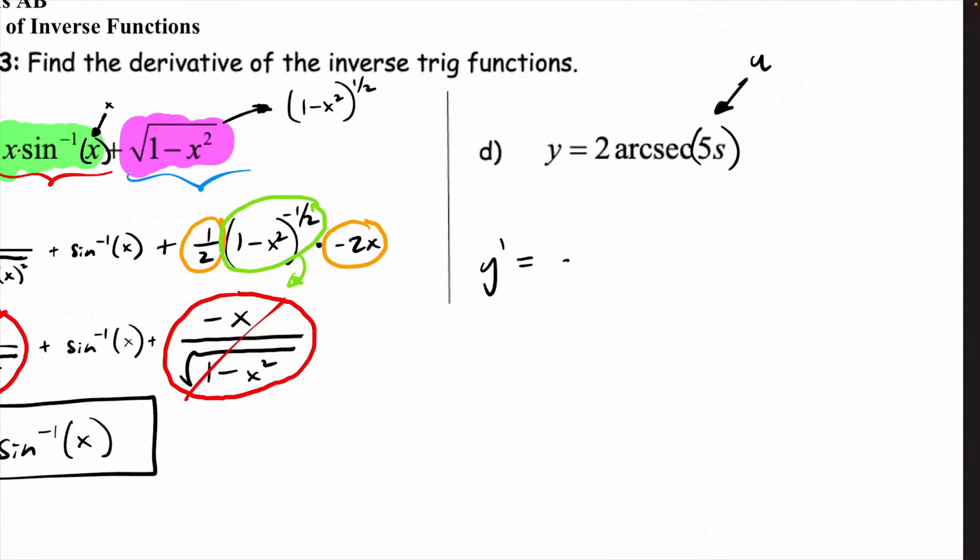All of these become fractions. So u prime, the derivative of u, is just going to be 5. And then this guy has some bars. It says u inside the bars. So that's 5s. And then our square root. It says u squared minus 1.